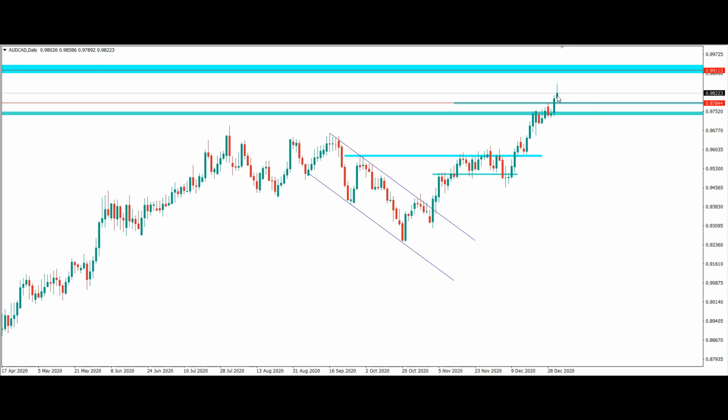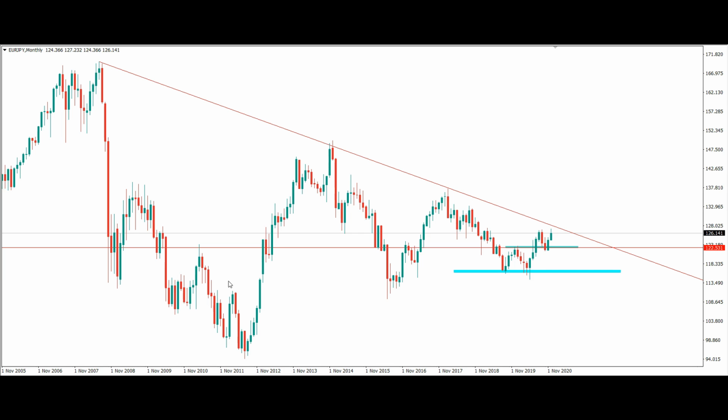But if we have a situation where the price just keeps pushing lower, then obviously we won't be able to take this long trade, because we will not have the confirmation we need to take a long trade into 99.11. So that's going to be all on AUD/CAD.